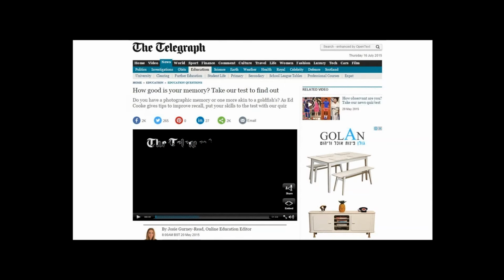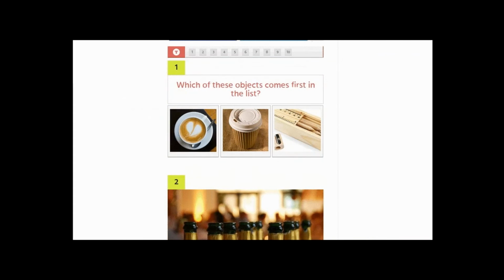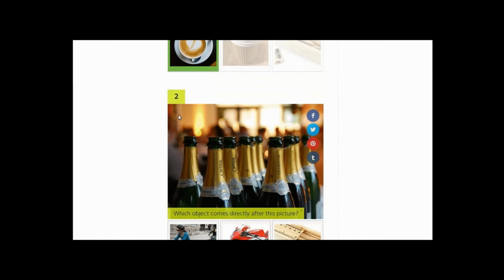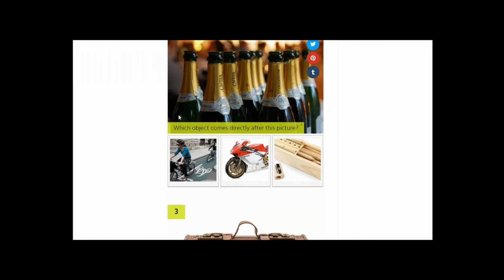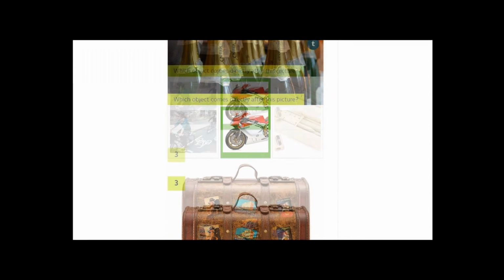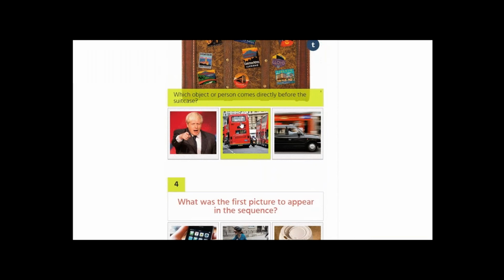And then what The Telegraph did is they made a trivia quiz. How good is your memory? Which of these objects comes first in the list? Okay, remember the coffee. Which object comes directly after this picture? The audience is being engaged and challenged visually and mentally. It's a very fun experience, and it's a very creative twist on the trivia quiz format.